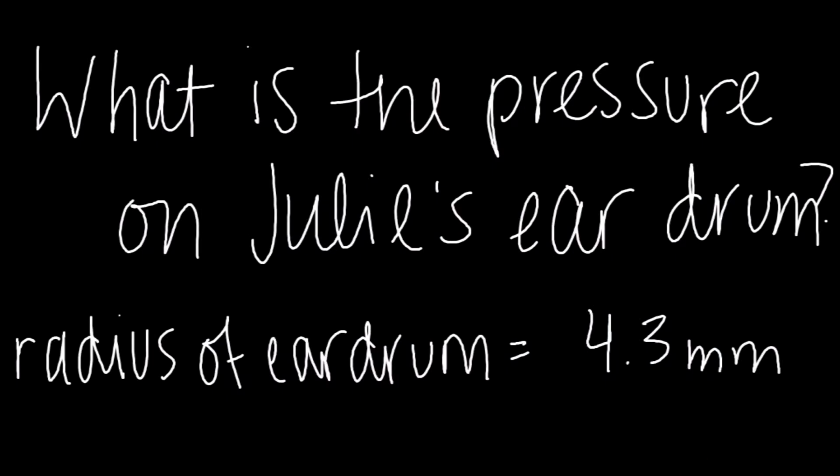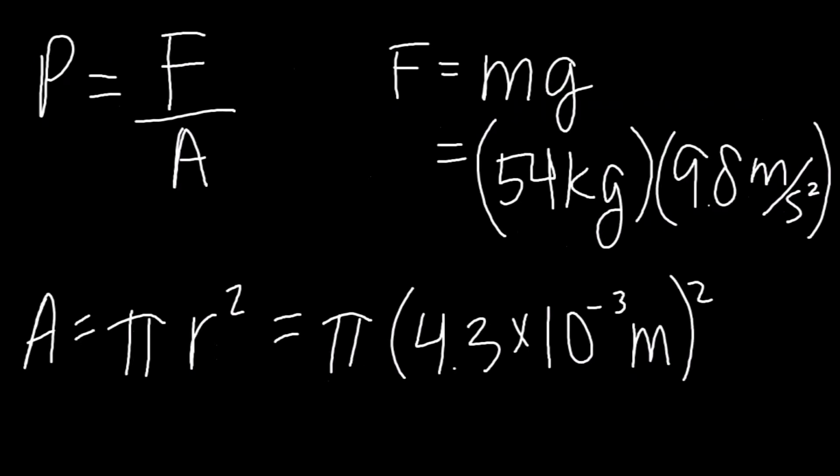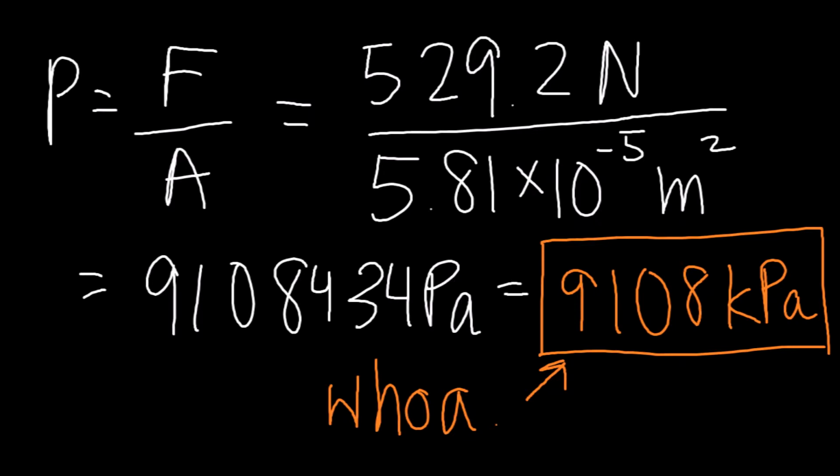What is the pressure on Julie's eardrum if the radius of her eardrum is 4.3 millimeters? To find the pressure over Julie's eardrum, we use P equals F over A, where pressure equals force over area. Force is equal to Julie's mass times gravity, and the area is just the area of a circle. We plug these values back into the equation, and this equals 9,108 kilopascals. No wonder Julie's eardrum hurts so much.